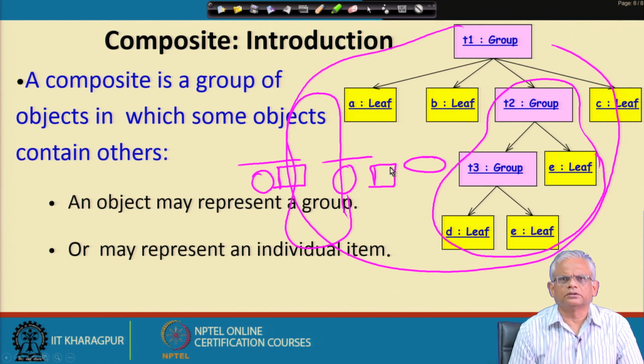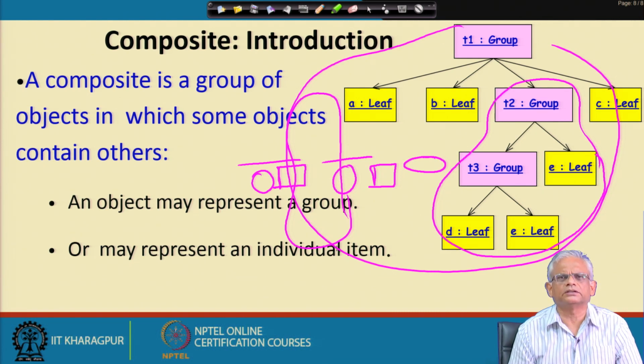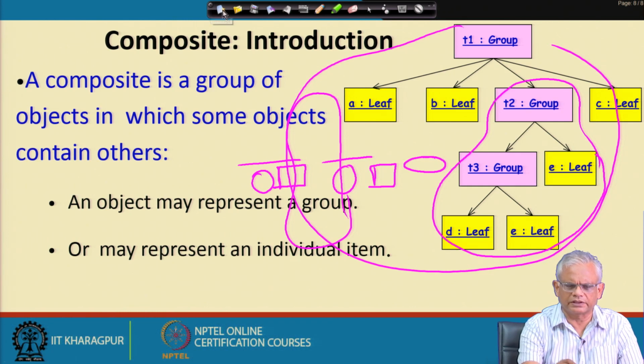So, here an object may represent a group or it may represent a leaf level item or an individual item, but they must behave similarly. How do we structure the classes here? That is the main problem. It is a structural pattern where we are interested in determining how the different classes participating in the group, some of them primitive, some of them composite, will be structured. So, that is the main problem that we are trying to address here.